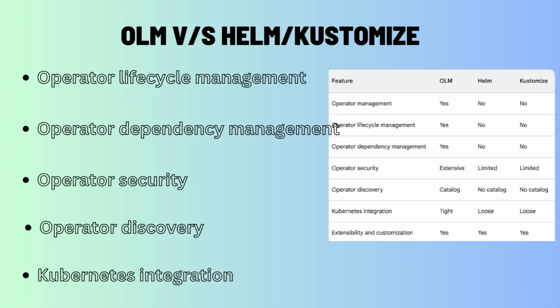OLM provides a number of security features such as role-based access control and namespace isolation to help protect operators from unauthorized access and accidental or malicious clients. OLM provides a catalog of operators that can be easily installed and managed. This makes it easier to find and deploy operators for a variety of applications. OLM is tightly integrated with Kubernetes, which makes it easy to use and manage.